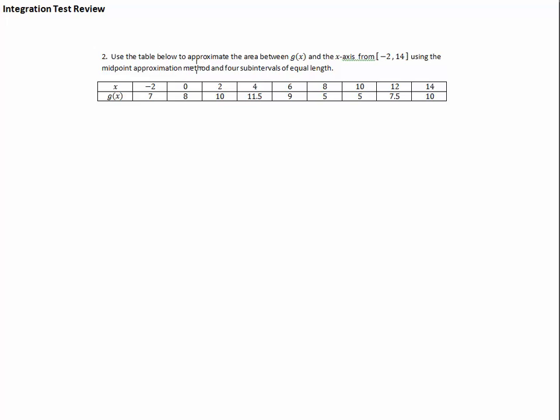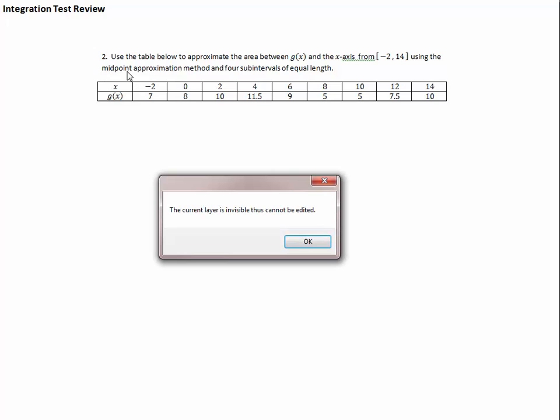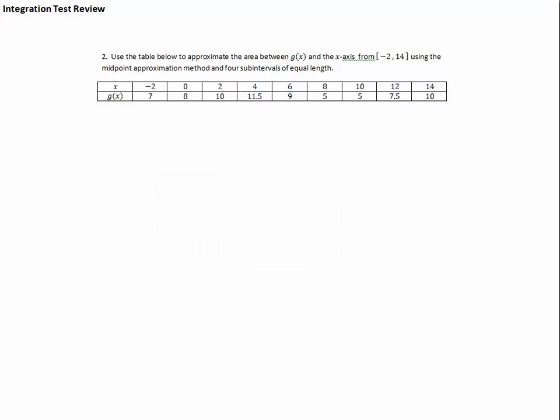All right, use the table below to approximate the area between g of x and the x-axis from -2 to 14 using the midpoint approximation method and 4 subintervals of equal length. Whoops, what did I just do? Oh, I'm not in the right layer. Just a second. Time out. There we go.